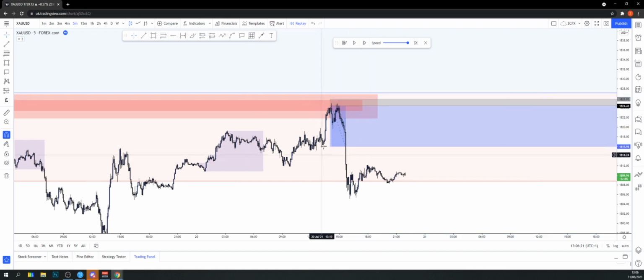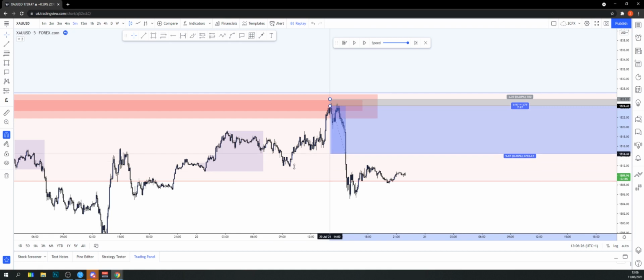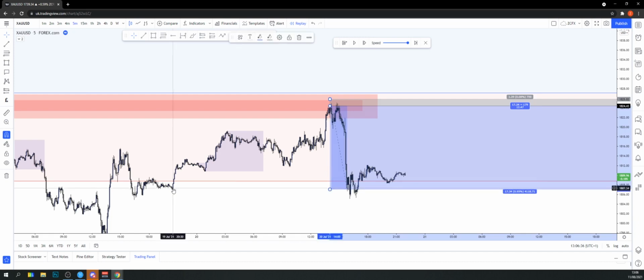And as you can see, if you were to target this demand zone, that'd be a nice 6%. And if we target lower to this demand zone, that'd be just over 9%. And then down here, down to these lows, this demand zone, that would be 12%, right?